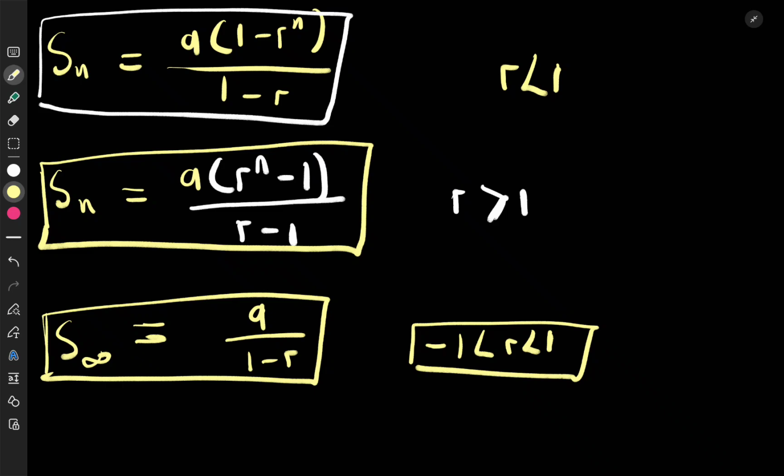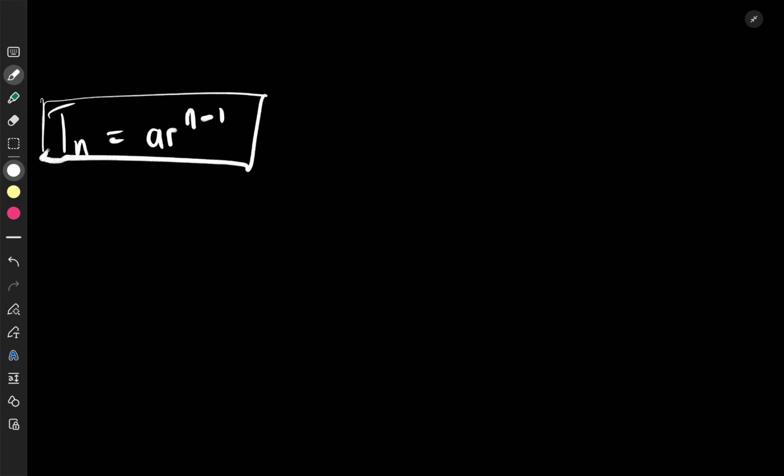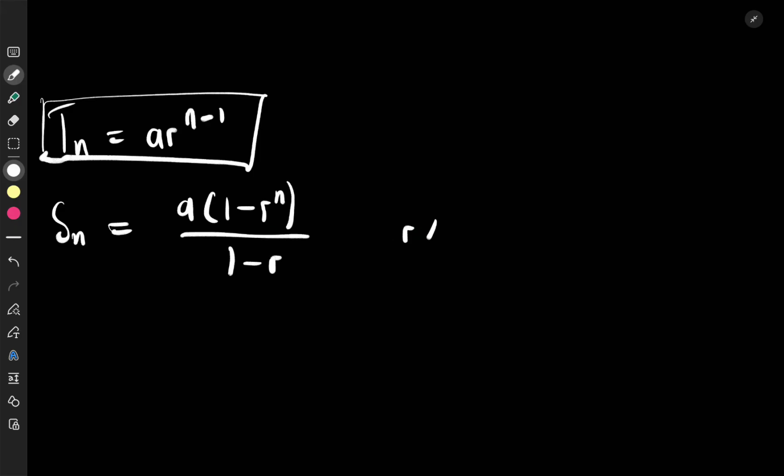So these are the three scenarios. Let's write them one more time before we bring it to an end. We said that the formula for our nth term is ar to the power of n minus 1. Then we said we have three sums, which is the normal sum. Let's do it for when 1 is bigger: the sum is a multiplying 1 minus r to the n, over 1 minus r. Here it is when 1 is bigger, so r is less than 1.